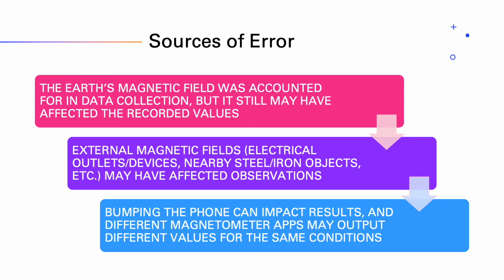And sources of error, just kind of recapping from before, the Earth's magnetic field was accounted for in data collection, but it still may have affected the recorded values. External magnetic fields that weren't totally eliminated may have affected observations as well, and bumping the phone can impact results. I also did this experiment twice with 2 different apps and got totally different results the second time that were much more consistent, but it's still possible that those weren't perfect values.